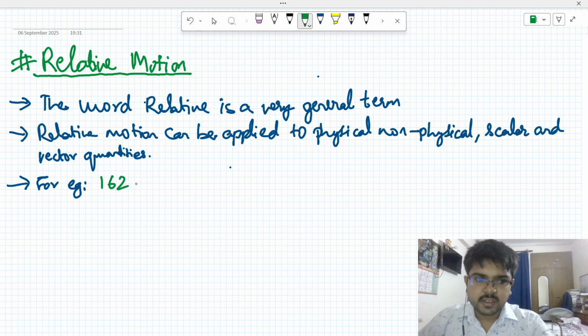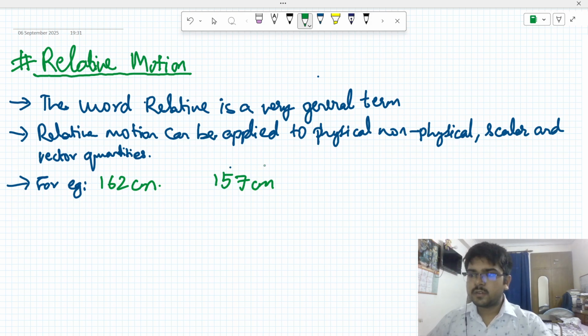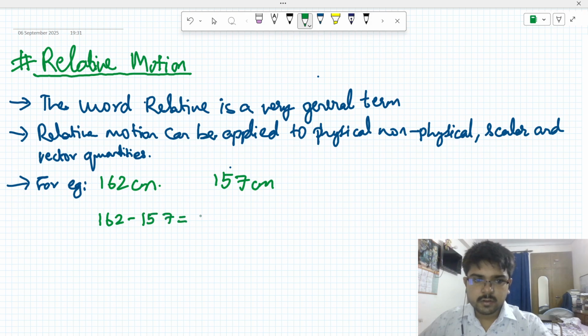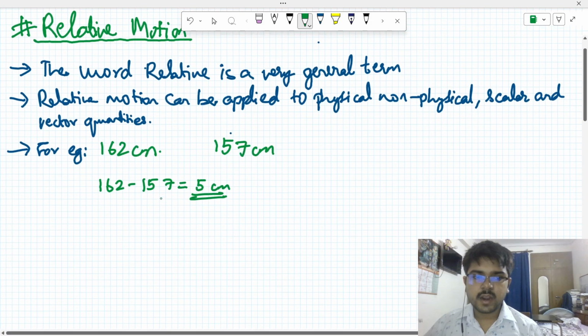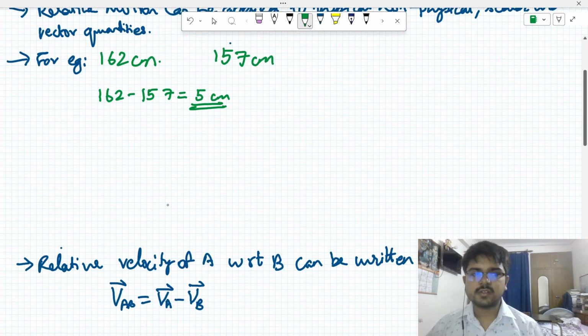my height is 162 centimeters and my son's height is 157 centimeters. So, what is my height relative to my son's height? That would be 162 minus 157 equals 5 centimeters. So what we did there is we subtracted my son's height from my height. So that becomes 5 centimeters.